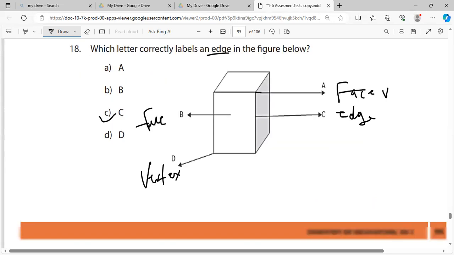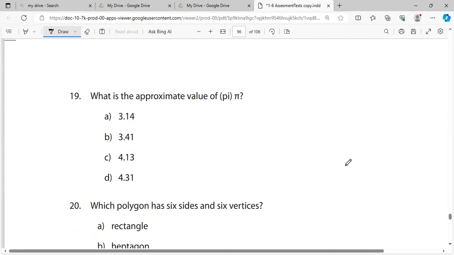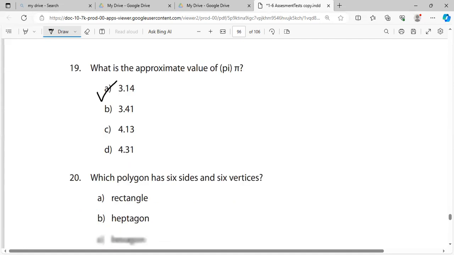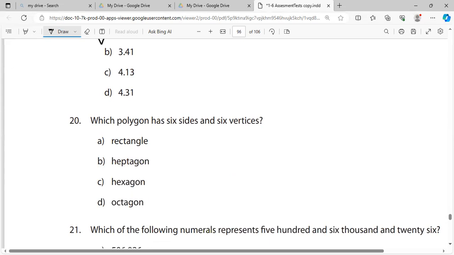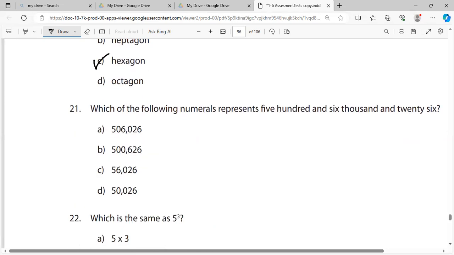Let's look at number 19. What is the approximate value of pi? Now, pi is equal to 3.14. So that's just knowledge base. Alright, which polygon has 6 sides and 6 vertices? And that would be a hexagon. It has 6 sides, octagon 8, heptagon 7, rectangle 4. Alright, 21 says, which of the following numerals represents 500 and 6,026?